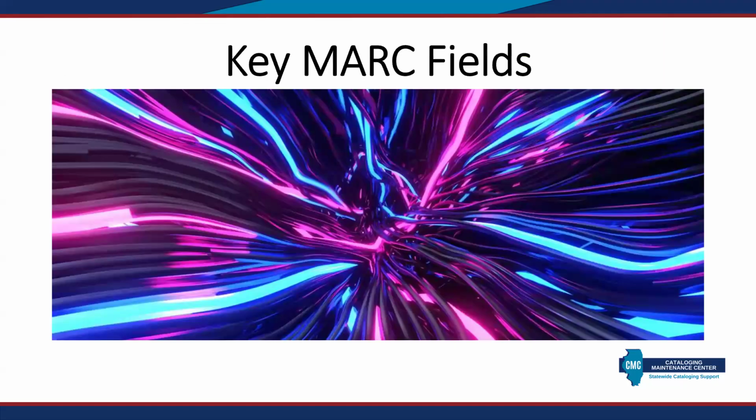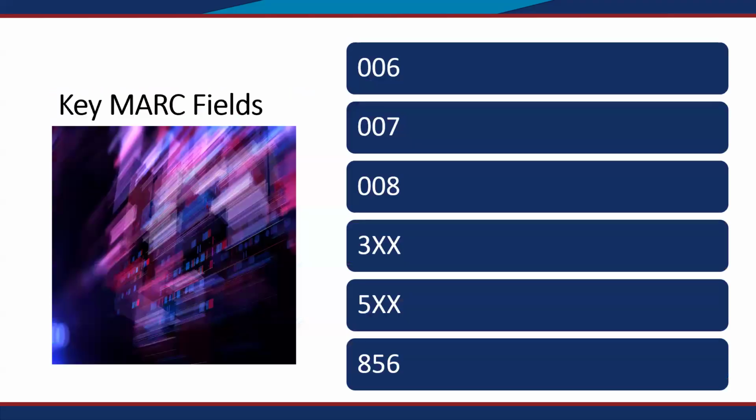All right, next we'll look at some of the MARC fields that we're going to need to consider when cataloging e-resources using RDA. We will look at the 00X's, then discuss some 3XX fields and 5XX fields that will be needed when cataloging e-resources. And finally, we will take a look at the 856 field.